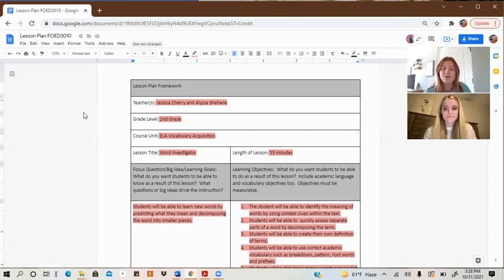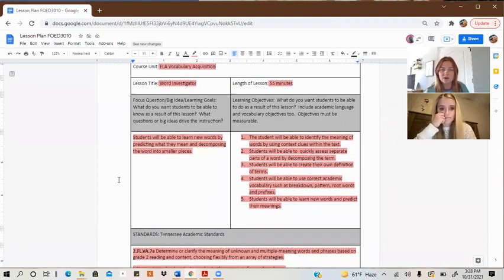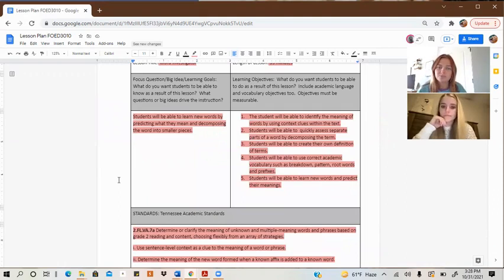We decided to go with an ELA standard of second grade, and we titled our lesson Word Investigator. This would just be a 1 day lesson, and students will be able to learn new words by predicting what they mean and decomposing the word into smaller pieces.